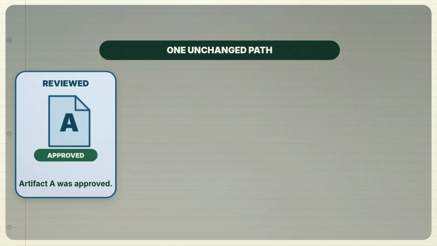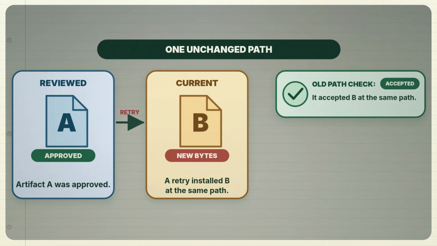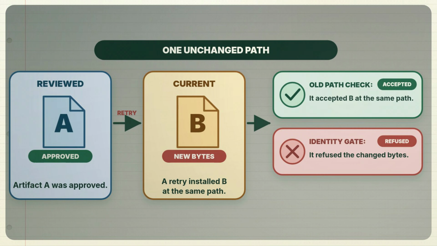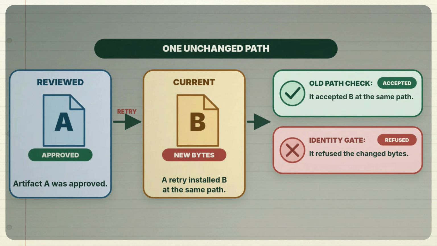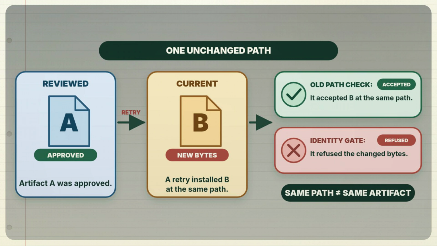A review agent approves the first artifact. A retry replaces it with a different artifact at the same path. The saved approval still passes because it was never bound to the current bytes. A read-only identity check compares the approved digest with the current digest and refuses the replacement. This video shows you how to build that stop into any consequential agent handoff.